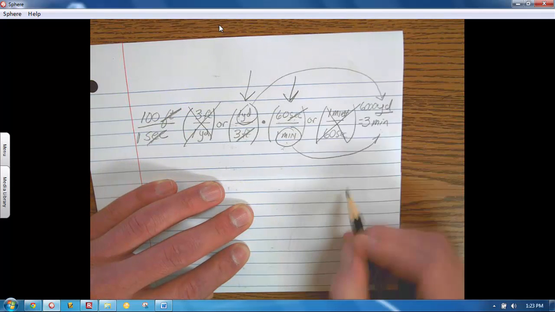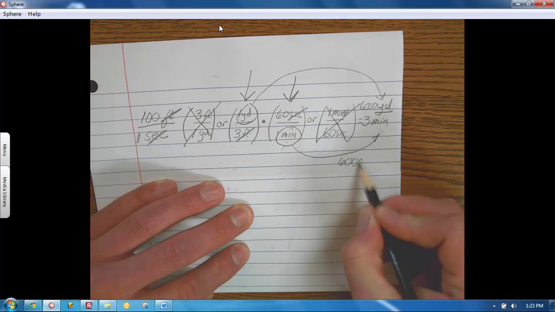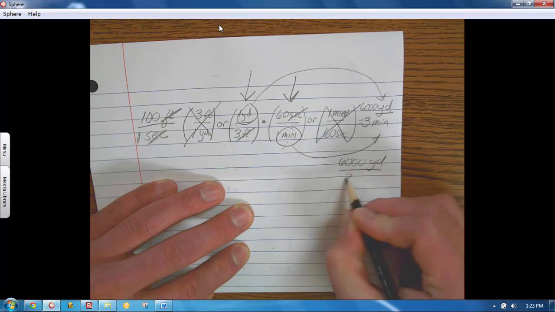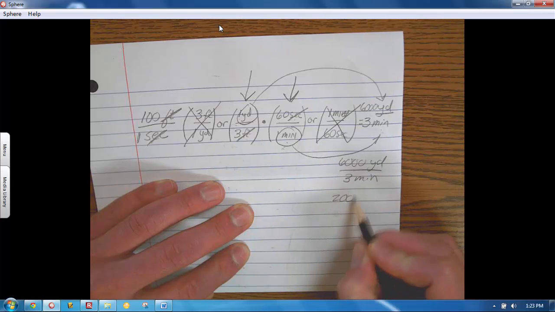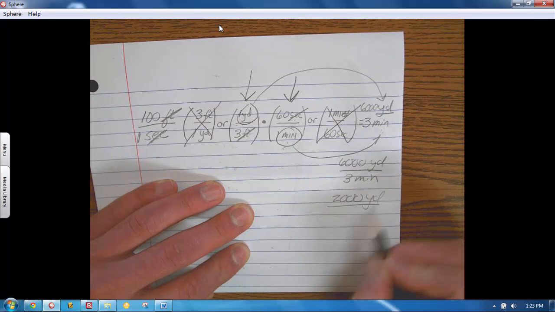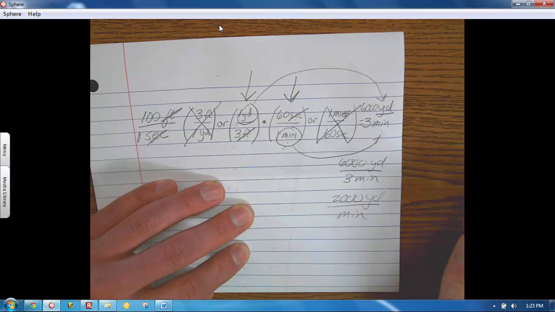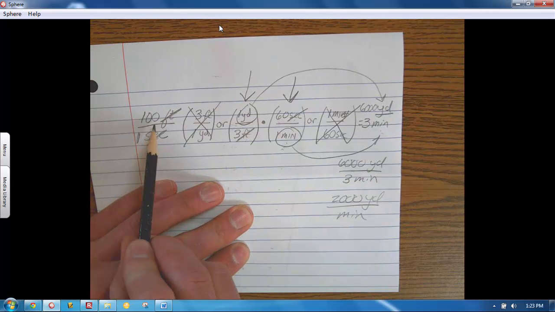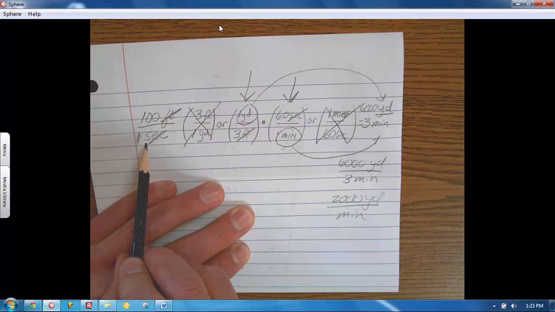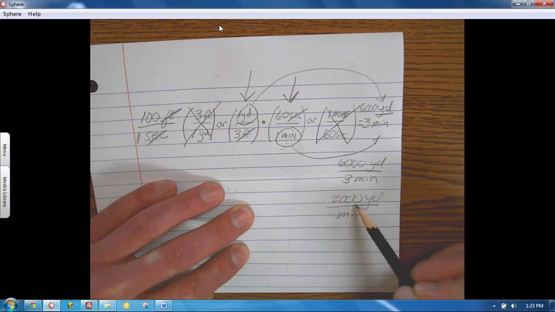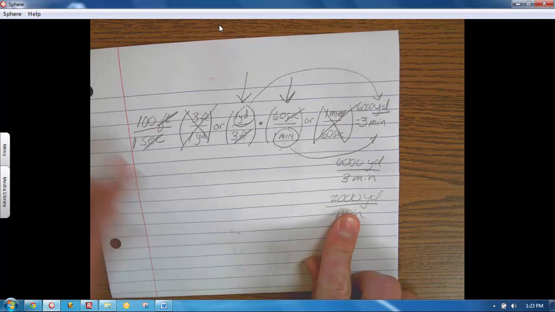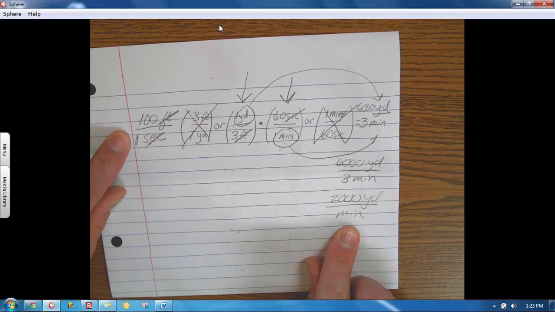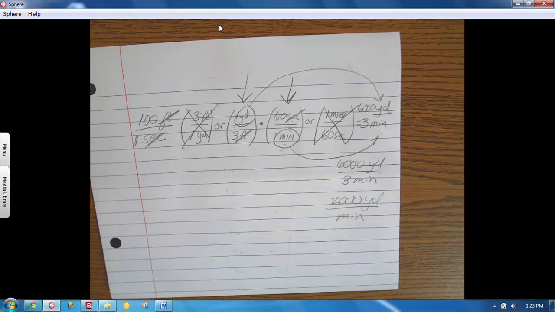And then we're just going to reduce this here. We get 6,000 yards in 3 minutes. We do top divided by bottom there, so we get 2,000 yards per minute. So something that's traveling 100 feet per second is also traveling at a rate of 2,000 yards per minute. Okay, these are exactly the same speeds, they just have different labels on them. So that's an example of a two-step conversion.